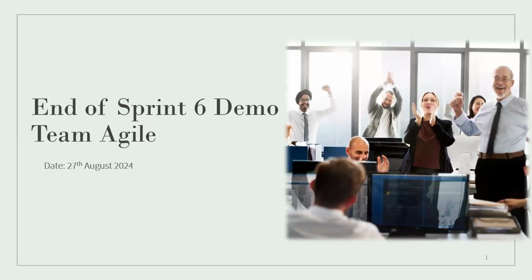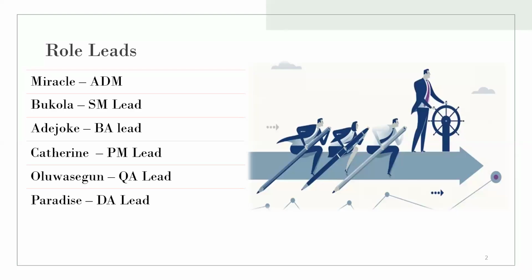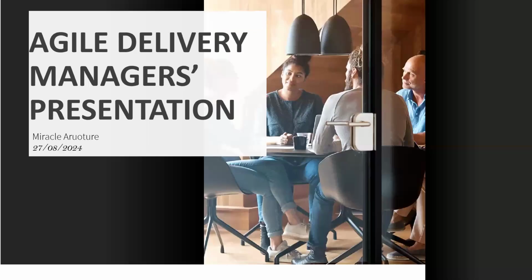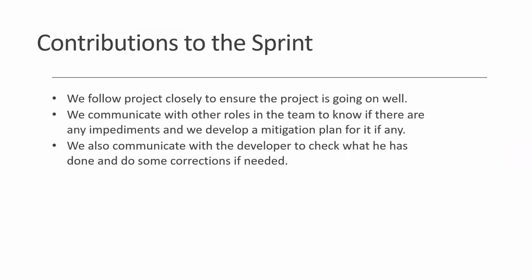I am here on behalf of Team Agile, and today we'll review our progress and outcomes from Sprint 6. These are the role leads: Miracle, myself, Adejoke, Catherine, Oluwasegun, and Paradise. The ADM has already presented with Team Binary, so I'll just scroll through his presentation.